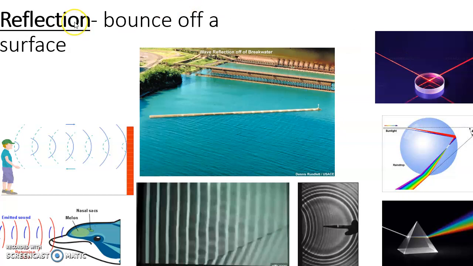Reflection is a little bit simpler. We experience reflection every day when we look in a mirror, and that's when a ray of light simply bounces off of a surface. But it's not only light waves that reflect. When we speak, let's say in a canyon, if we shout something, that sound wave goes out and it bounces off of the surface and comes back. We call that an echo.